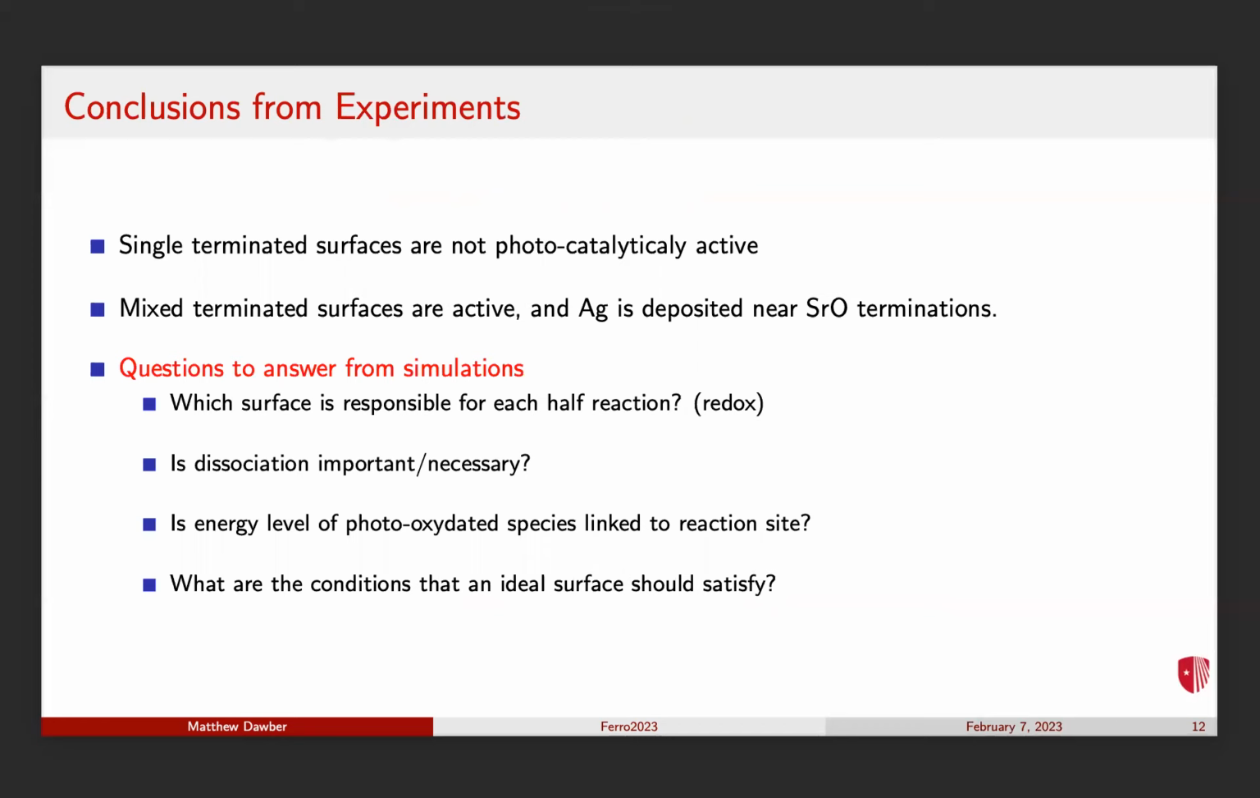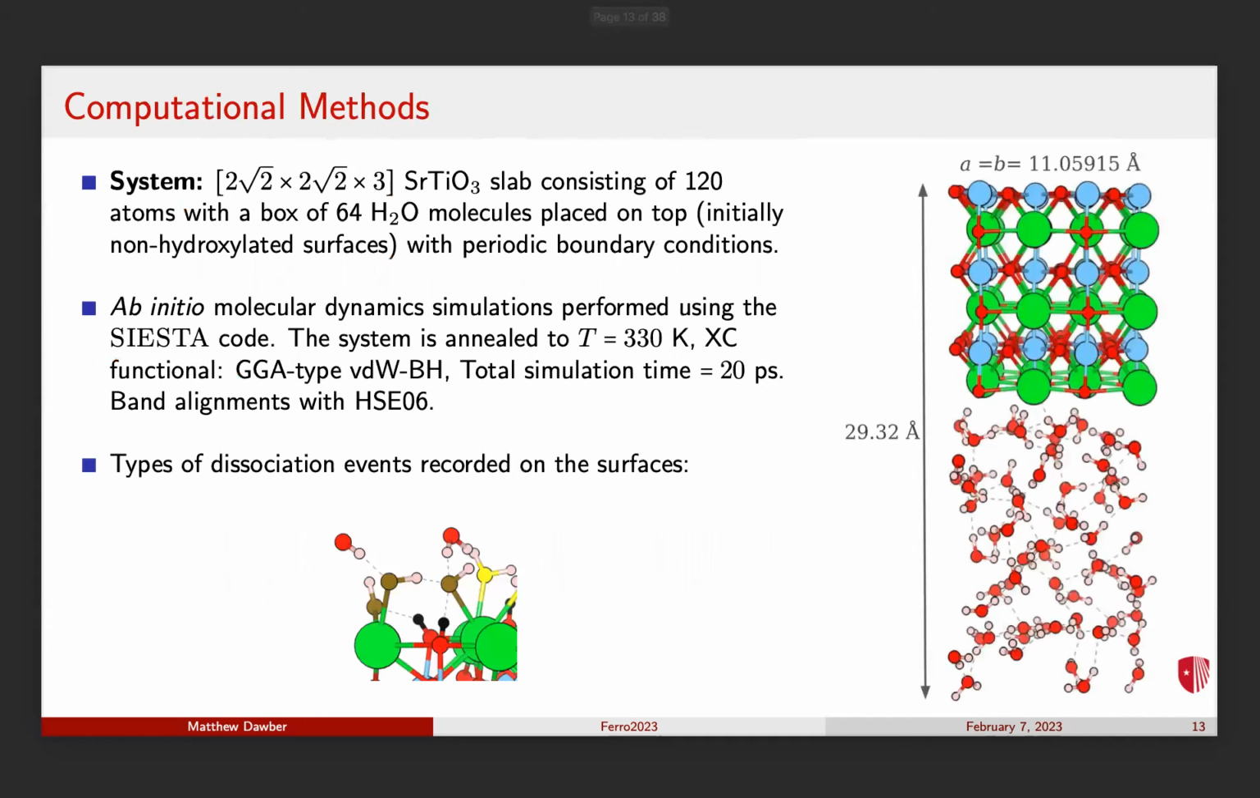So the simulations that were performed by my collaborators, the questions we need to answer: what surfaces are responsible for each half reaction in this redox reaction? Is dissociation of the water on the surface important or necessary? Are the energy levels of the photooxidative species linked to the reaction sites? And really, bottom line, what are the conditions that an ideal surface should satisfy to see photocatalysis on strontium titanate? So the computational methods, there's a number of computational approaches that were taken.